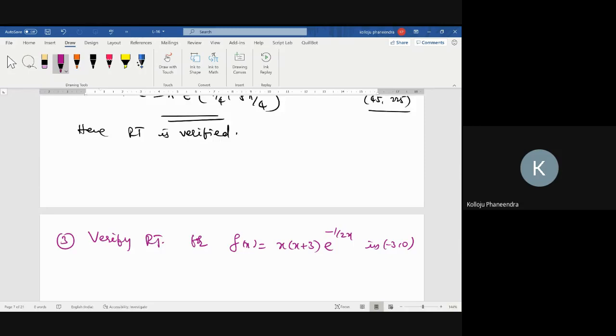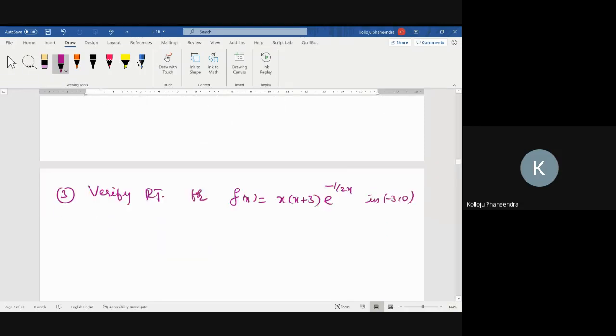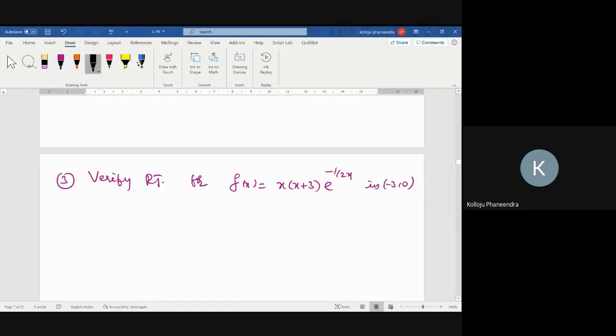Let me check. Solution. Firstly, x into x plus 3, that is nothing but a polynomial, is continuous everywhere. Second degree polynomial.